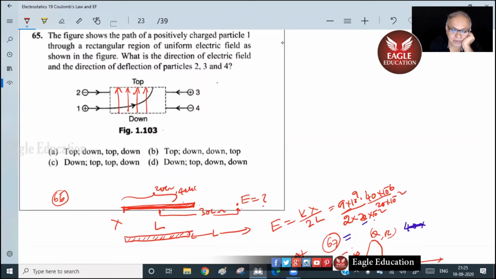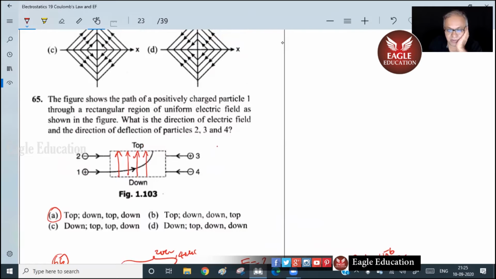Now the third one, if it enters like this, which way will it go? Up, sir. Top. And the fourth one is negatively charged, so down. So the answer is A. Right? So I should go to the next one.